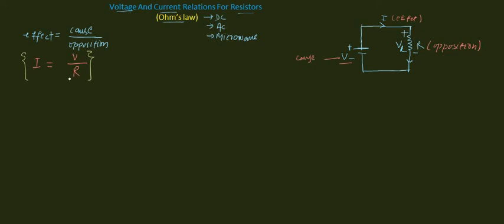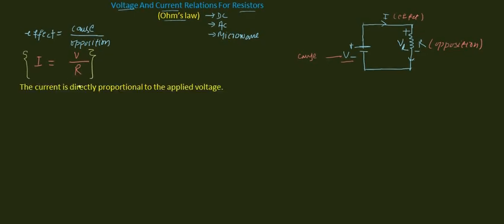The statement of Ohm's law is that the current is directly proportional to the applied voltage. To remove this sign of proportionality, we introduce the term called the opposition, which is resistance. So I equals 1 divided by R times V. This 1 divided by R represents the opposition to the flow of current.